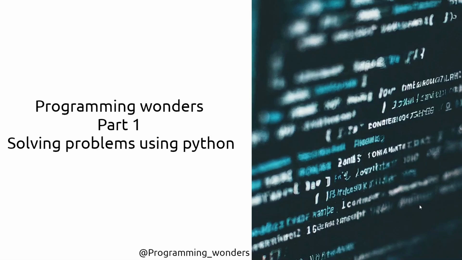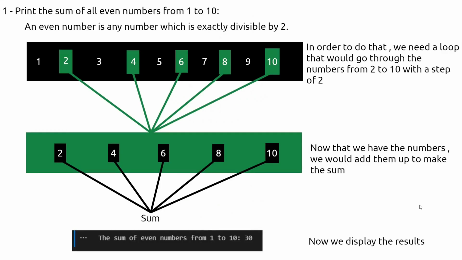Okay, so let's get started with our very first problem, and it is about printing the sum of all even numbers from 1 to 10. So what does an even number mean? An even number is any number that is exactly divisible by 2. So the number should be divisible by 2. An even number is any number which is exactly divisible by 2.